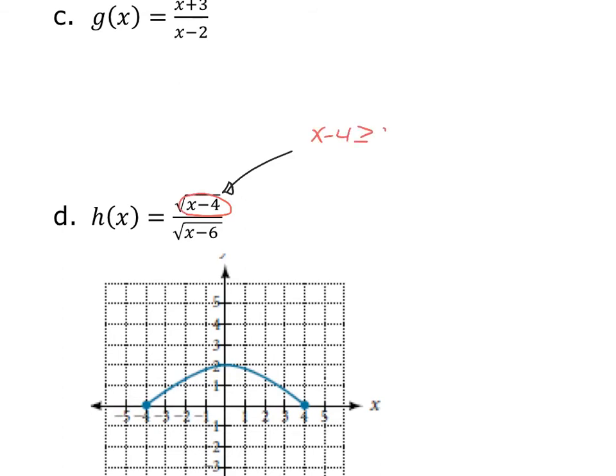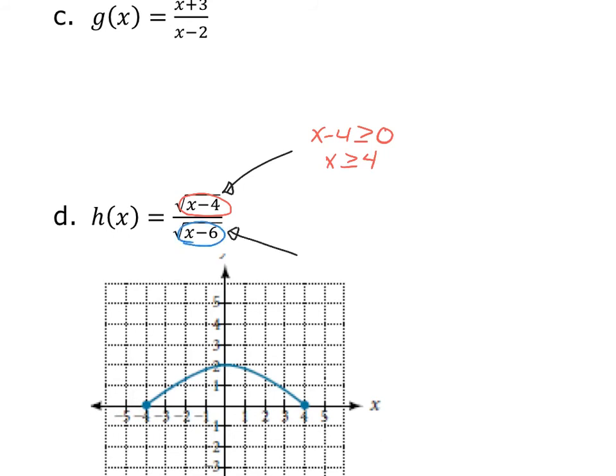I have to ensure that's a real number. And the way I ensure that is I set it greater than or equal to 0. Whenever I see a square root, that's the first thing I do: I set whatever's underneath the square root, or the fourth root or the sixth root, greater than or equal to 0, and I solve. I add 4 to both sides, so x is greater than or equal to 4. As long as I use a number that is greater than or equal to 4, then I'm good in the numerator. So now I'm going to do the denominator.